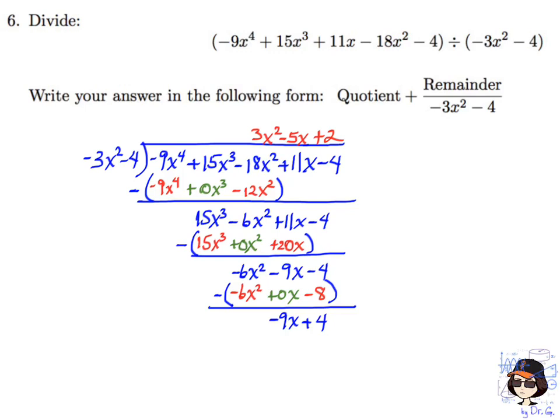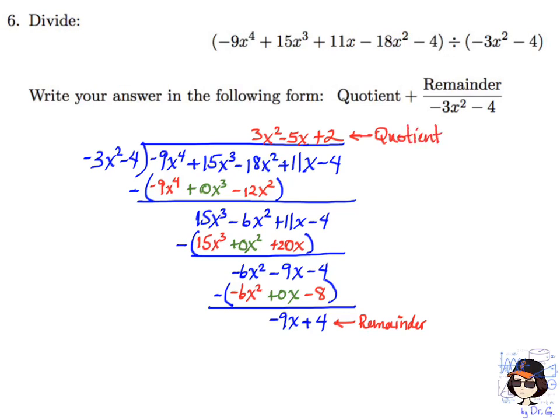Okay, so now we look at the leading terms and we see that we can't divide. Negative 9x can't be divided by negative 3x squared. So we're done. So this is our remainder, and the quotient is the thing on top, 3x squared minus 5x plus 2.